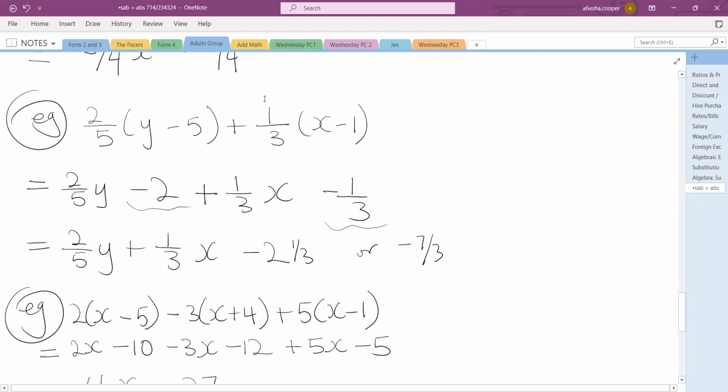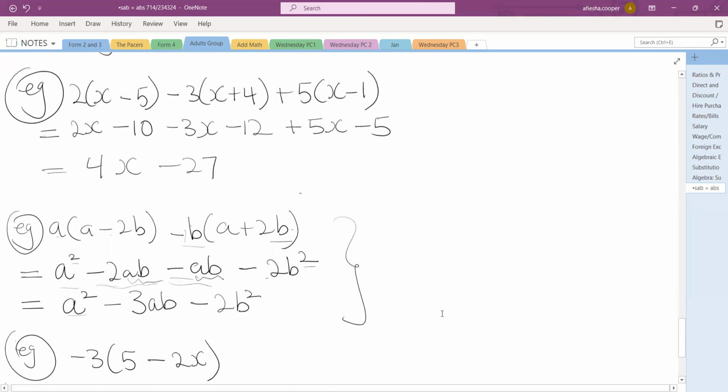Same thing, 2/5 by Y will give us 2/5Y, 2/5 by -5 will give us -2. 1/3 by X will give us +1/3X, 1/3 by -1 will give us -1/3. We don't have any X and Y in common, so we just put back our X term and our Y term, and we sum up our constants, which will give us -2 1/3 or -7/3.